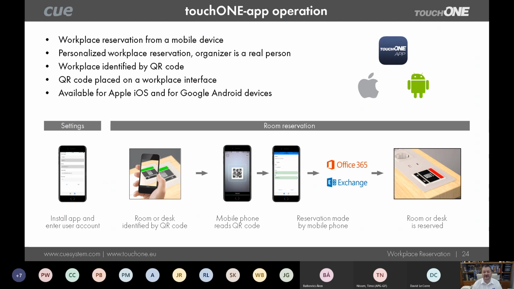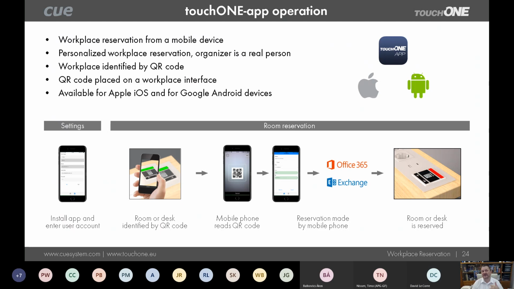Next, I want to share with you today is a touchONE app. touchONE app, as I said, is available on App Store for Apple devices or Google Play Store for Android devices. So download it. It's free of charge. When you have installed this app on a mobile device, you need to put your credentials, so your personal account name and your password, and then you can scan typically QR code on workplace interface.